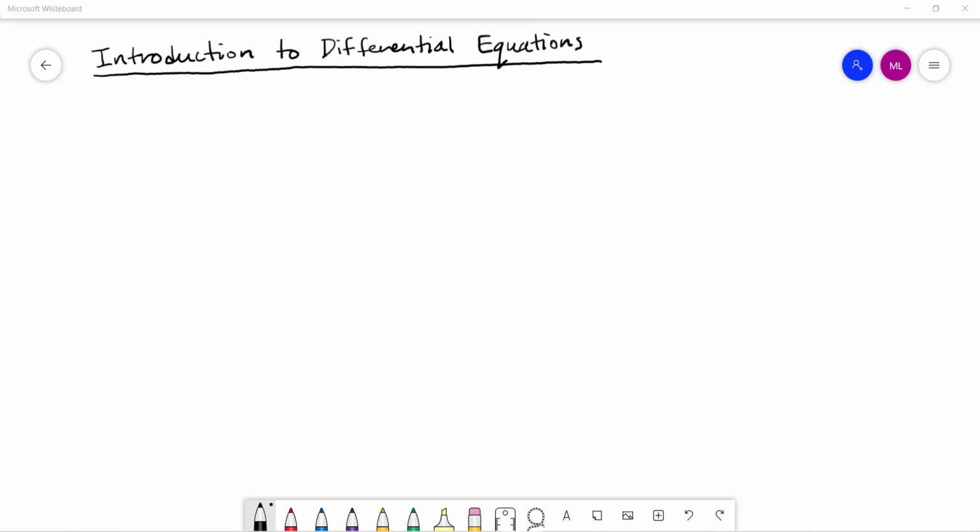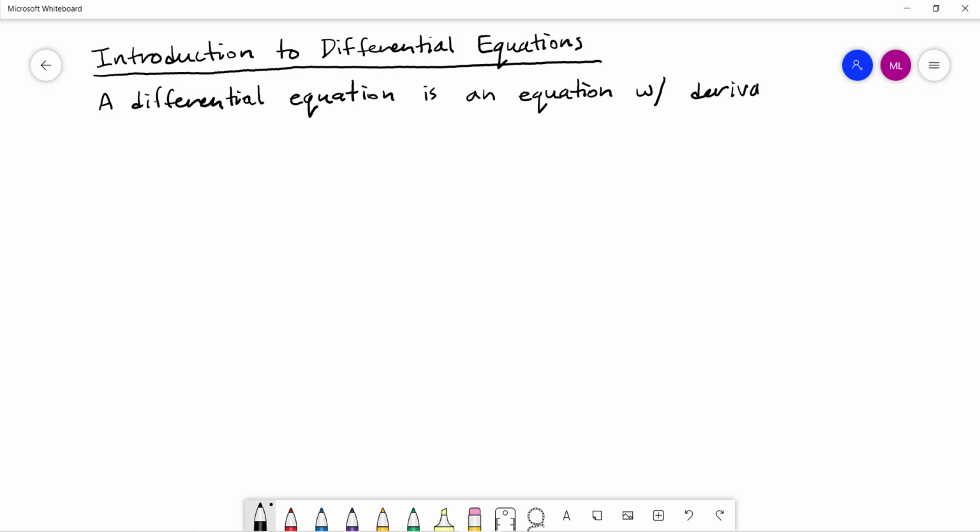Specifically, we have derivatives. So a differential equation is simply an algebraic equation that also has derivatives. So an equation with derivatives that show up in it. Hence the name differential equations.